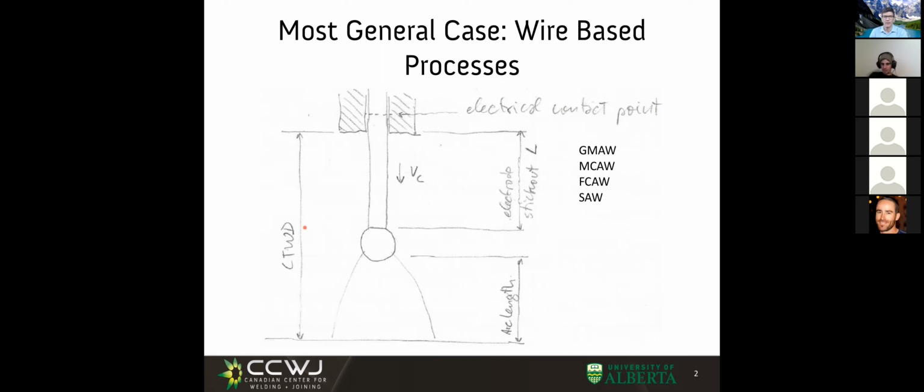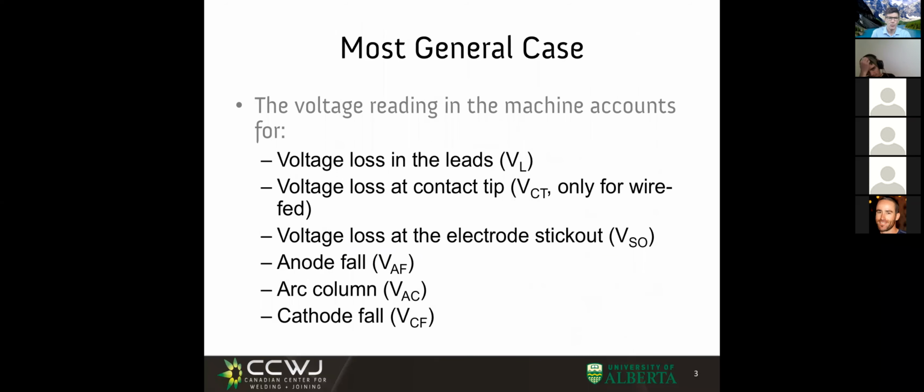So we saw that we have 3 main voltages that are the voltage of the anode fall, the voltage of the arc column, and the voltage of the cathode fall, which we discussed in deep detail in our class on plasmas. But in addition, we said we have more voltages than that. We have the voltage loss at the cables, the voltage loss at the contact tip because it's a sliding contact, and in addition, a voltage loss at the electrode stickout, which we have not discussed yet.